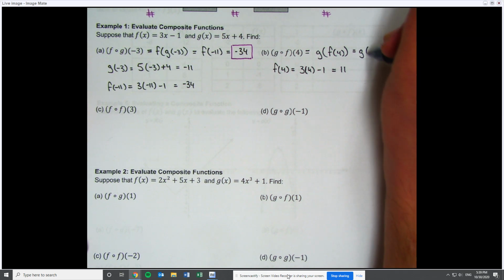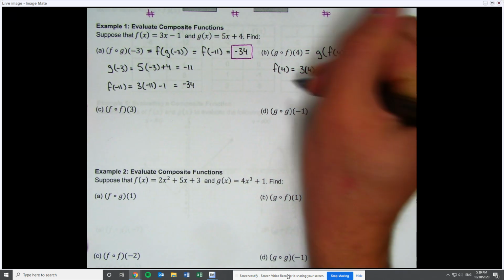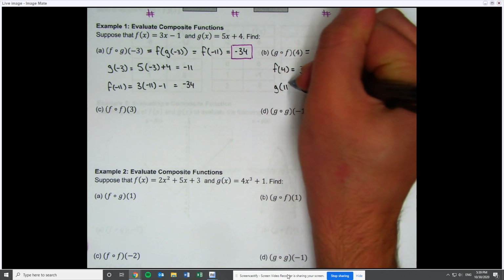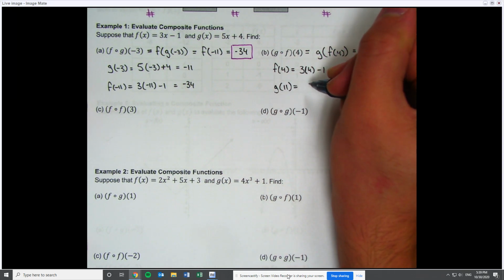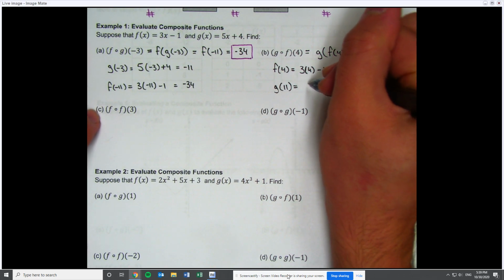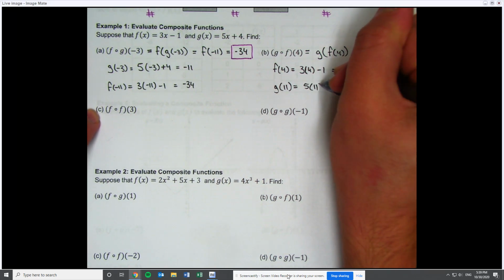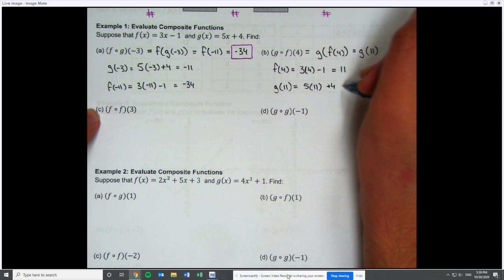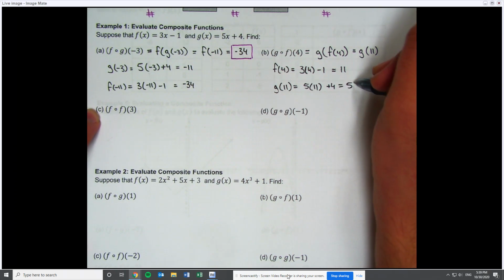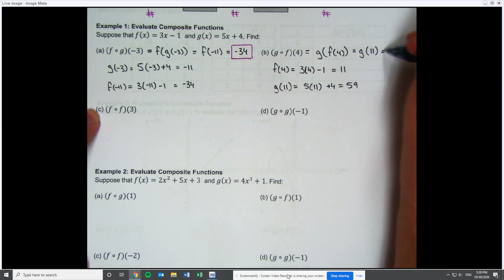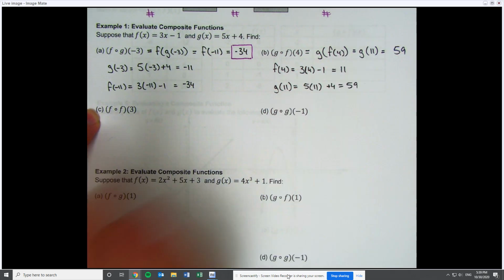Therefore, I now have g of 11. Evaluating this one, I now can do 5 times 11 plus 4. This gives me 59. So my final answer is 59.